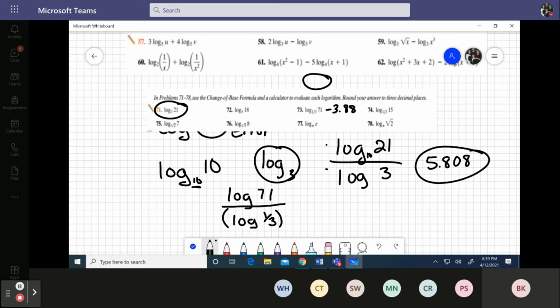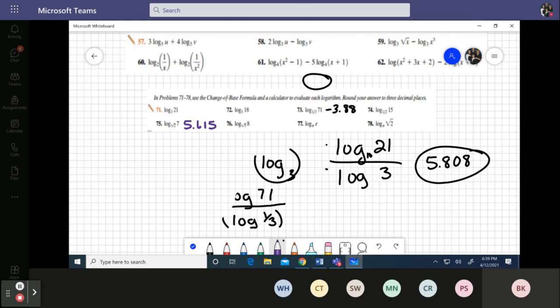Try your 75. You should get 5.615. Two to the 1/2. Totally irrational numbers.